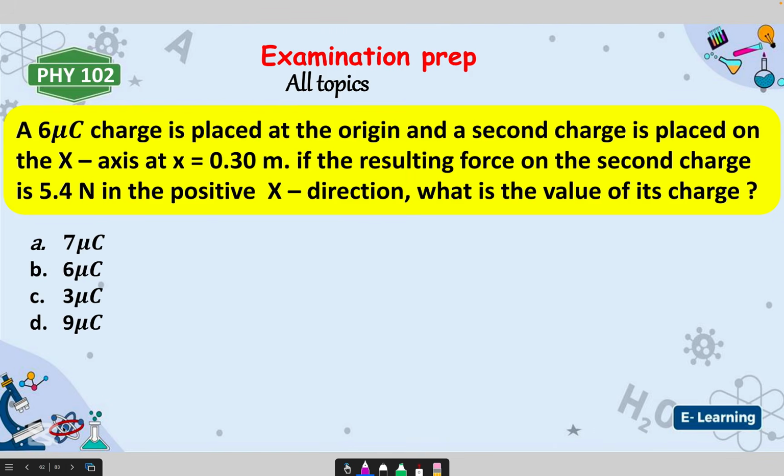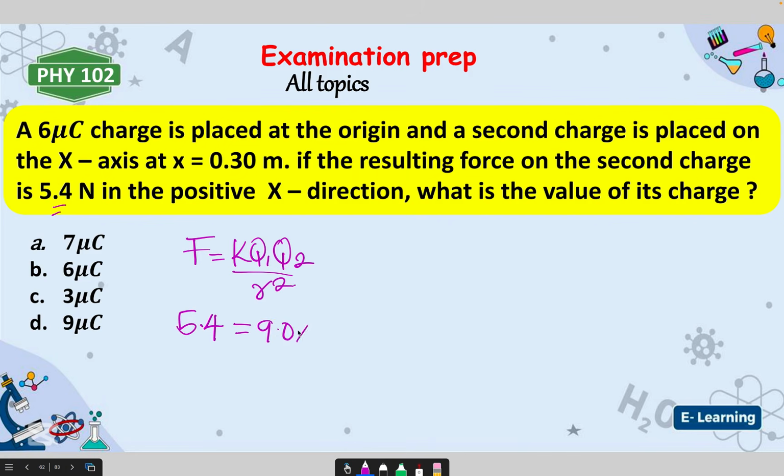A 6 microcoulomb charge is placed at the origin, and a second charge is placed on the x-axis at x equals 3 meters. If the resulting force on the second charge is this, what is the value of each charge? So it's the same thing. F is k Q1 Q2 all over R squared.